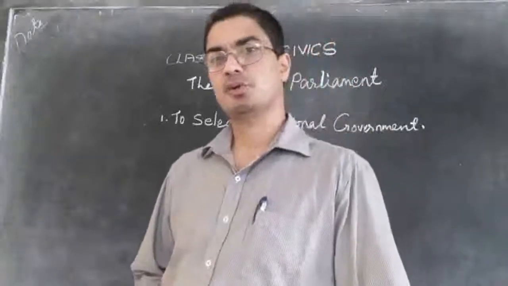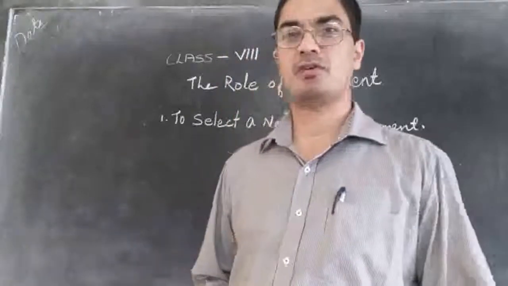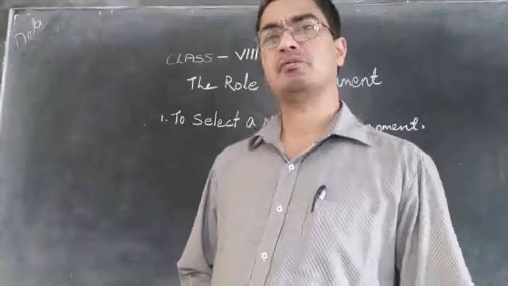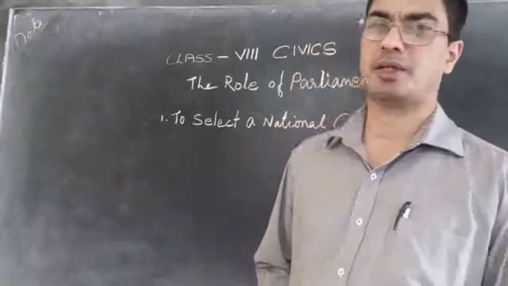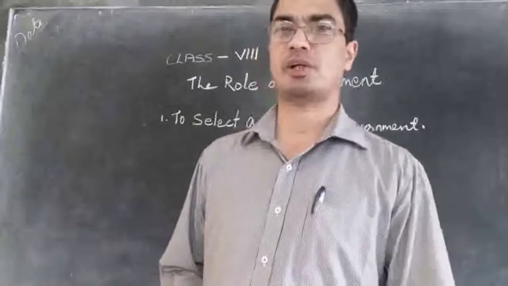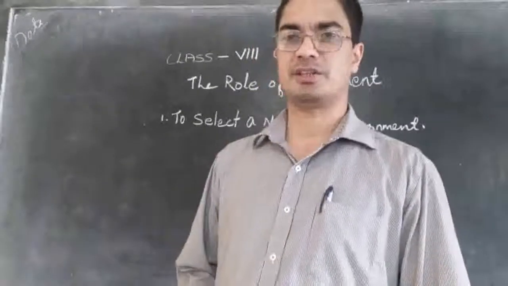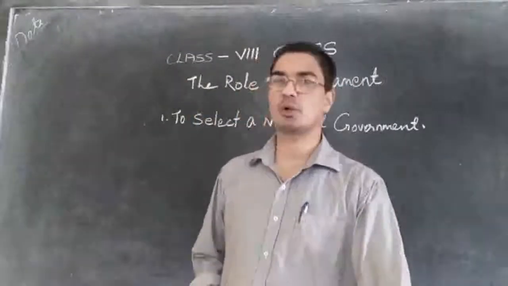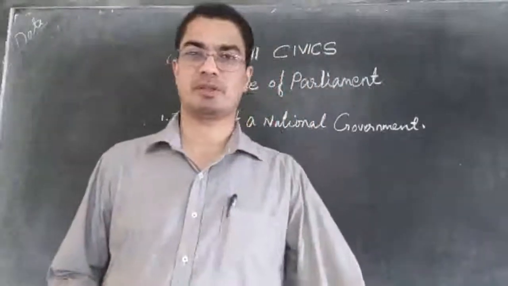And sometimes it is possible that no party is able to get half of the seats. So then two or three parties can come together and get the required number, more than half of the total seats. Then they can form the government. In such a case, it will be known as a coalition government.